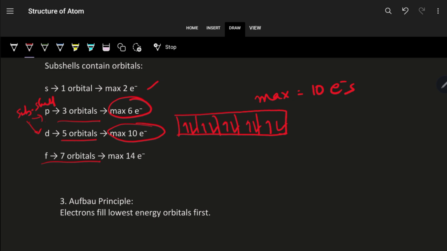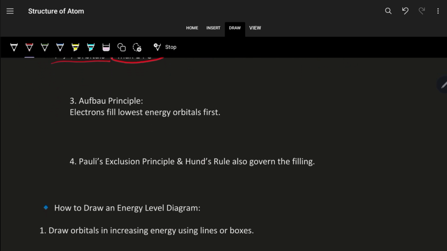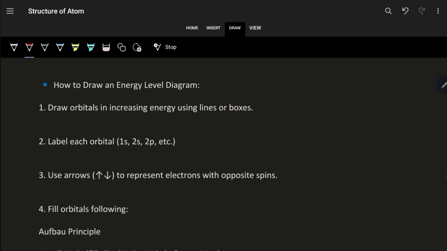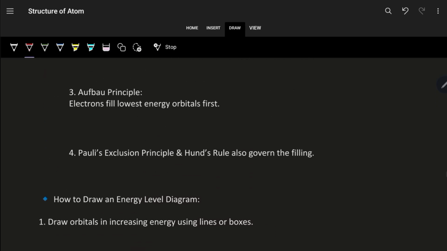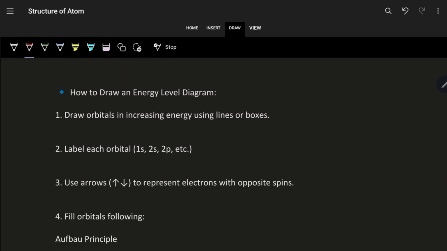F has 7 degenerate orbitals, and so it can have a maximum of 14 electrons. The Aufbau principle, Pauli's exclusion principle, Hund's rule, this is just a recap of it. You have to follow these in the energy level. When I am doing the energy level diagram, I am following all the rules, be it Pauli's exclusion principle, the Aufbau principle, or Hund's rule of maximum spin multiplicity.